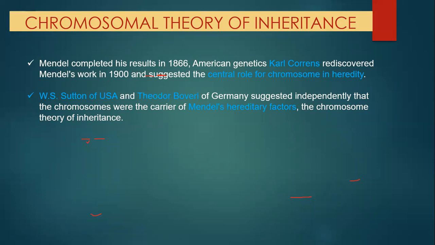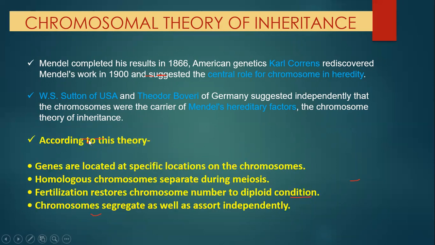So what Sutton and Boveri said was that these chromosomes are the carriers of those factors. The factors are present on the chromosome. Based on their suggestion, the chromosomal theory of inheritance came into being. What is the chromosomal theory of inheritance? What are its features? Let's see.